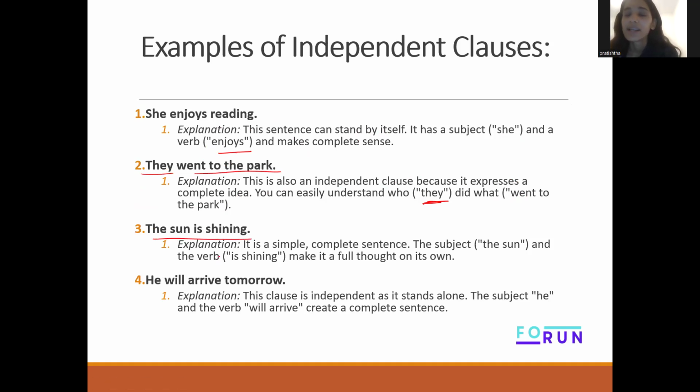The sun is shining. It makes complete sense. The sun is our subject, is is the helping verb, if you remember auxiliary and helping verbs, the be verbs, and shining is the main verb. He will arrive tomorrow. Again, this makes sense. He is the person, our subject. Will arrive is our verb, and tomorrow is a time frame given. It's a sentence in the future, right? It makes complete sense, and it gives information about he.